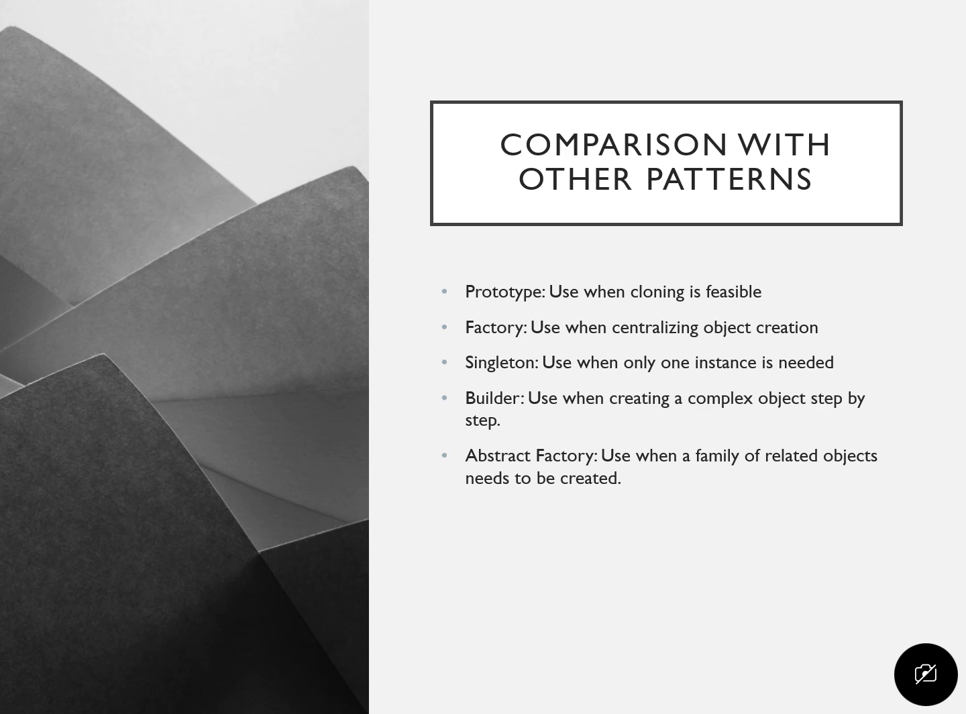Here's some comparison of the other patterns with the prototype pattern. The prototype pattern is really used for cloning, so it's really feasible. The factory pattern we use for centralizing object creation. Singleton is used only for a single instance if needed. Builder is used when creating a complex object step by step, so these are more complex than the prototype. Lastly, we have abstract factory. It's used when a family of related objects needs to be created.